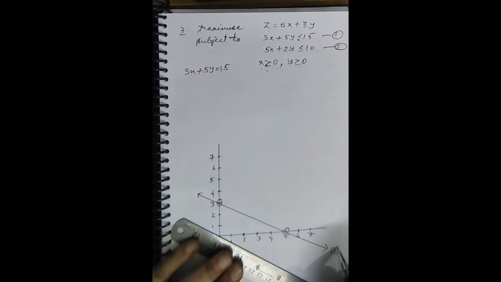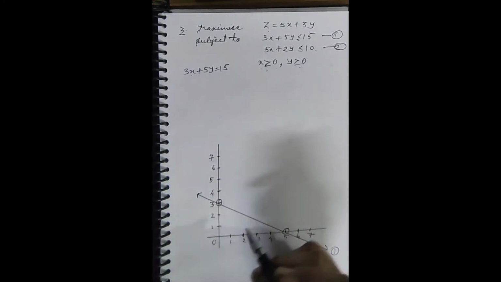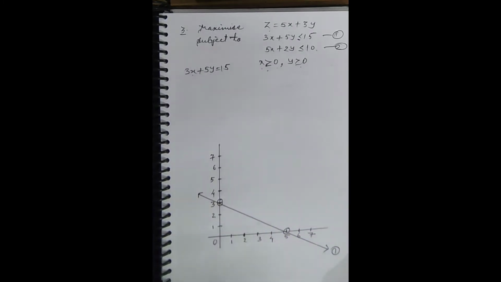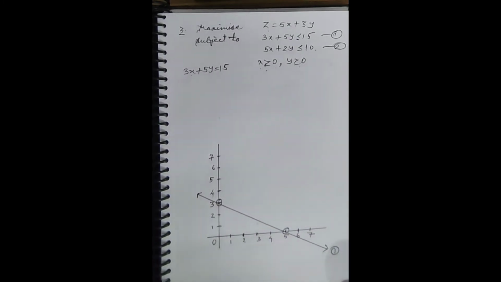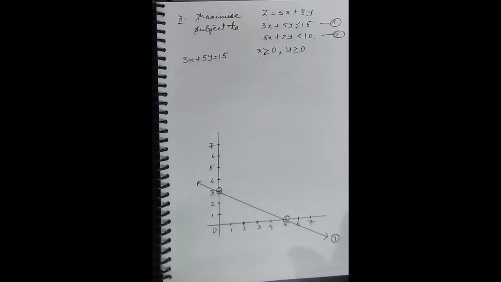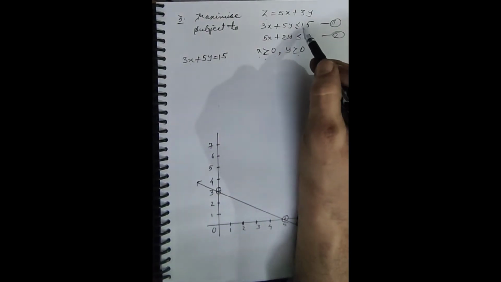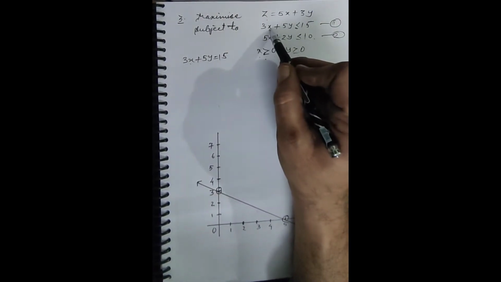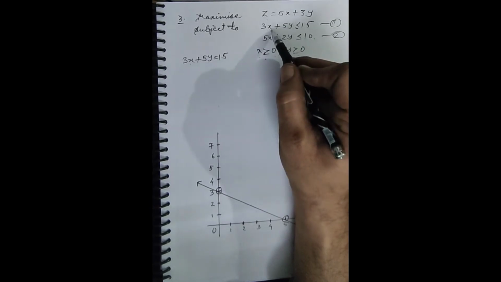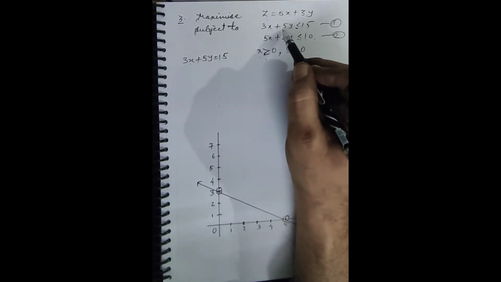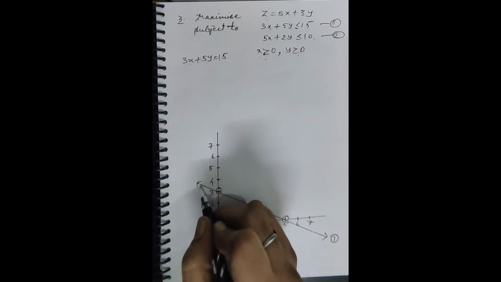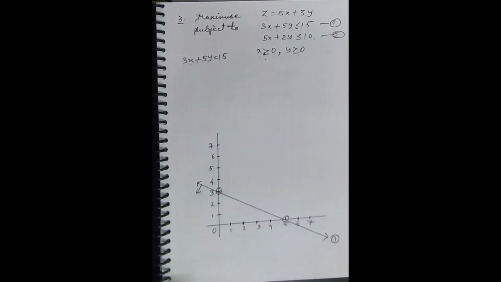Now shading is needed. Let's see the direction. The best point so far, you might have come to know, is 0, 0 for calculation. So here we can put 0, 0 directly in equation number 1. The left hand side is 0 for 0 comma 0, so it becomes 0 less than 15, which is a correct statement. Shading will be done towards the origin.